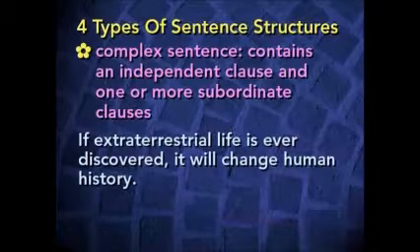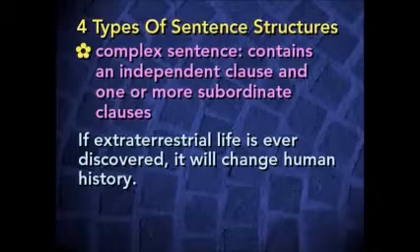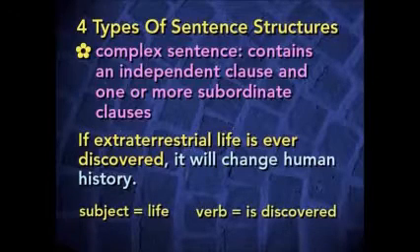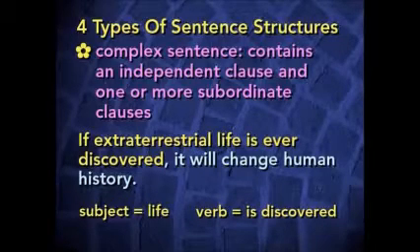Here's a sentence. If extraterrestrial life is ever discovered, it will change human history. Now here we have two clauses. The first clause says, if extraterrestrial life is ever discovered. The subject of this clause is life. The verb is discovered. It's a two-word verb, and in this case, the word ever happens to come in between the two parts of the verb. That happens sometimes. So the subject and the verb is life is discovered, and the whole clause reads, if extraterrestrial life is ever discovered.